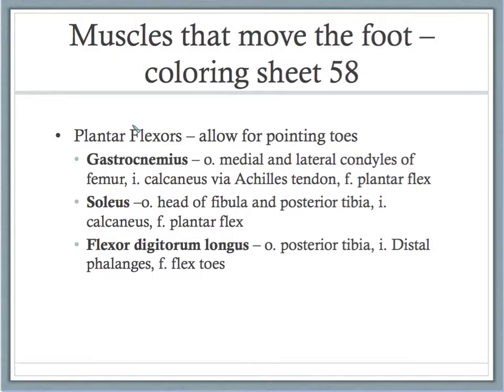So to start out, we have our plantar flexors, so muscles that allow you to point your toes. First one is your gastrocnemius. This is your very large muscle in your calf. The one that, when people have large calves, this is typically the one that's very big. So it originates on the medial and lateral condyles of the femur, inserts at the calcaneus via your Achilles tendon, functions to plantar flex or point your toes.